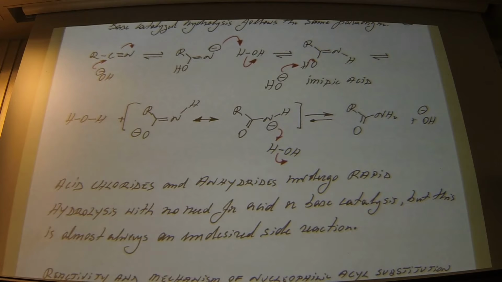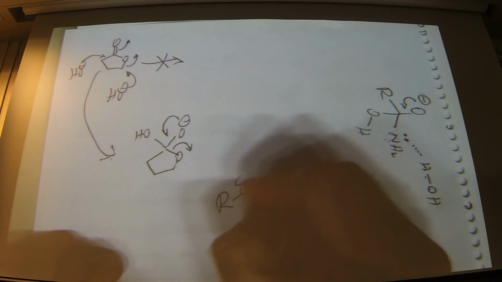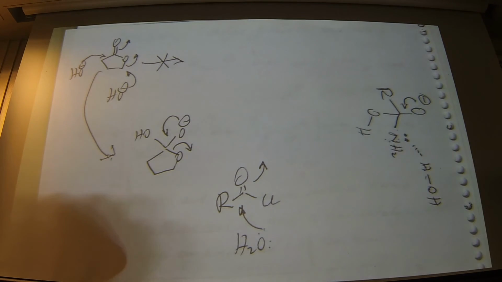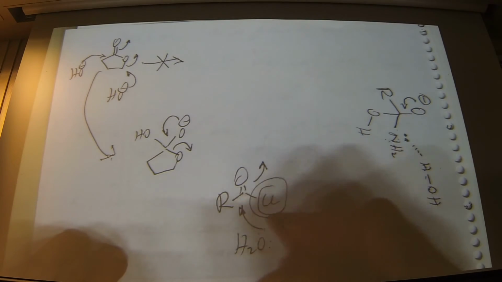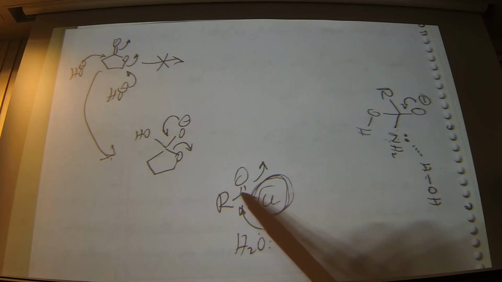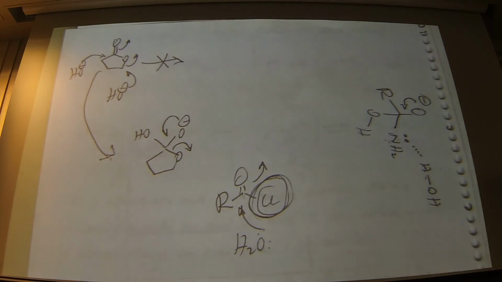So why is that? Why is it that if I have an amide, I've got to really boil the heck out of it with base or acid, whereas if I have an acid chloride, I don't really need any activation? Water will add to that very fast. Well, it's because that chlorine is pulling electron density out of the carbonyl, and so this carbonyl is much more reactive. Now, there's another reason too, and we're going to go through that in a minute.